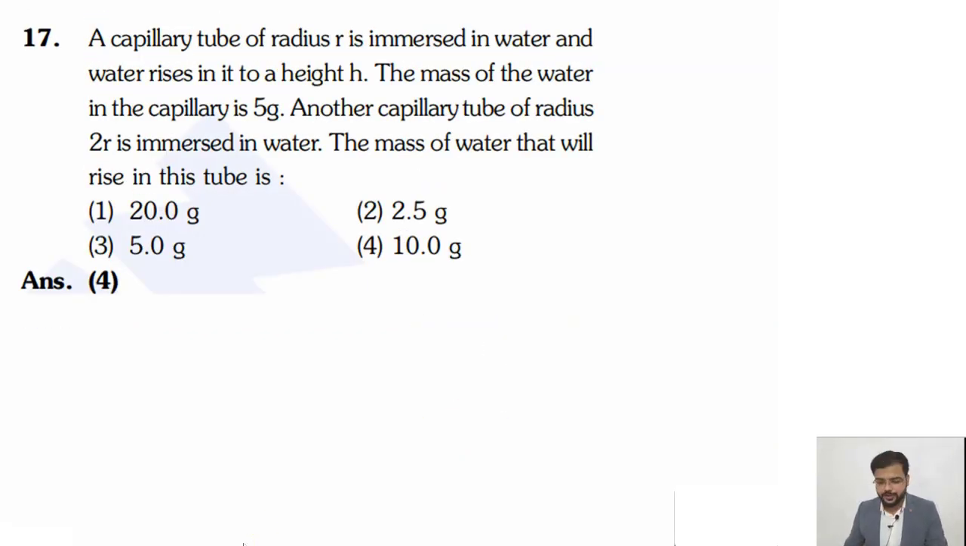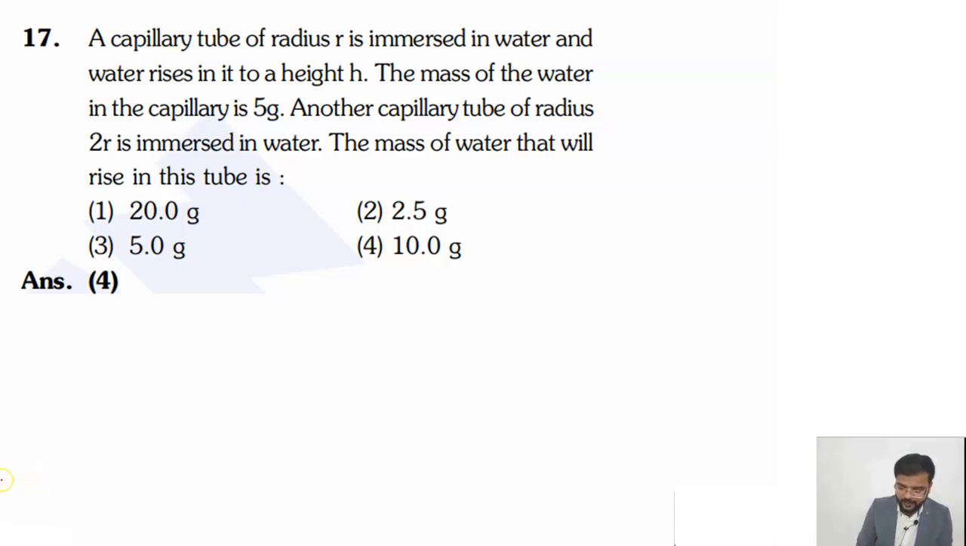Okay, let's see question number 17. A capillary tube of radius r is immersed in water and the water rises in it to height h. The mass of the water in the capillary is 5 gram. Another capillary tube of radius 2r is immersed in water. The mass of the water that will rise in this tube is?